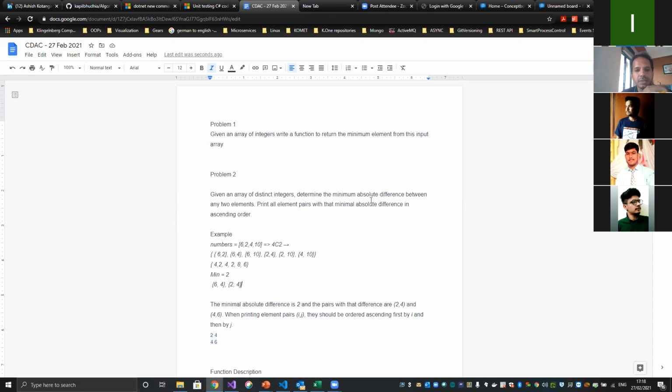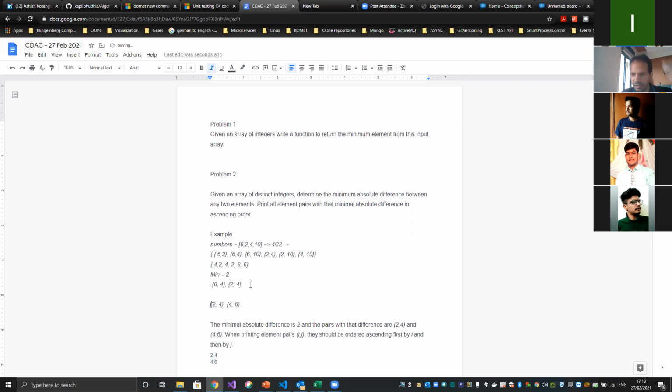Now the last condition of the problem statement says print all element pairs with that minimum absolute difference in ascending order. So I cannot print it 6, 4 and 2, 4. The way I need to print that is 2, 4 and 4, 6. So this is the final outcome that is expected from this algorithm. Is everyone clear with the problem statement? Okay, great. Thank you for your confirmation.